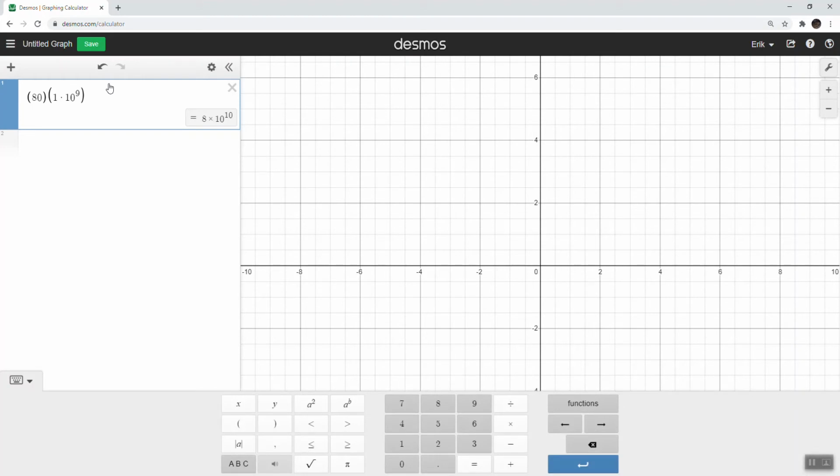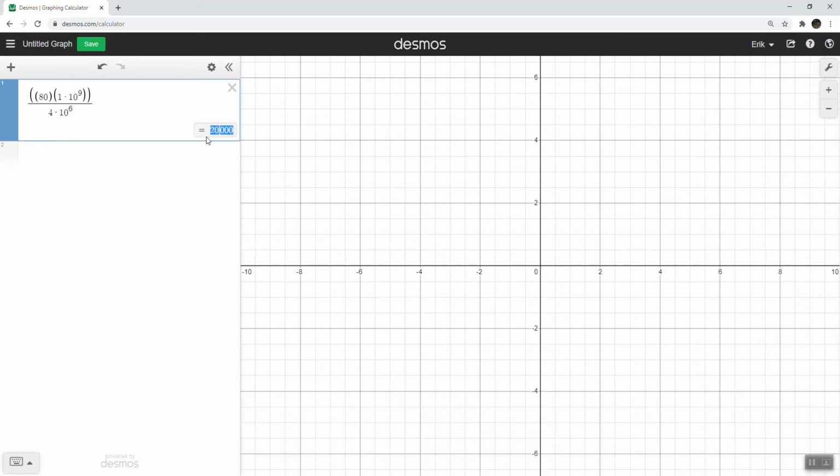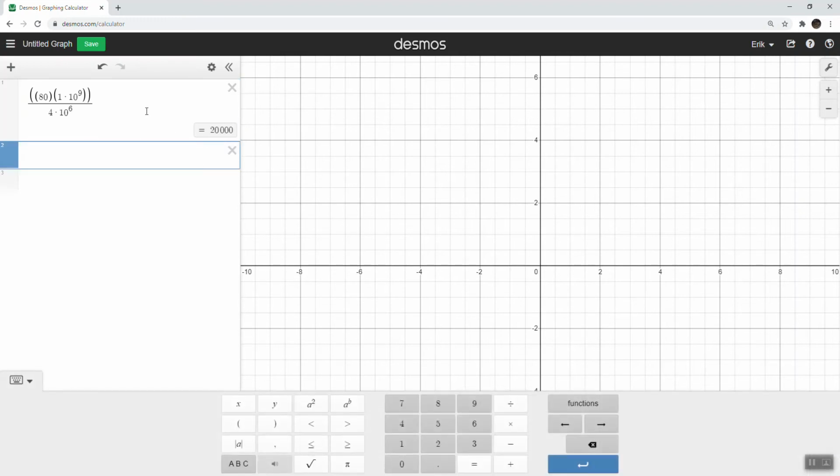And then I want to divide that entire mess. So I need parentheses around the whole thing, do division, by 4 times 10 to the 6th. And here's our answer. So Desmos just spits out the whole thing in decimal notation.